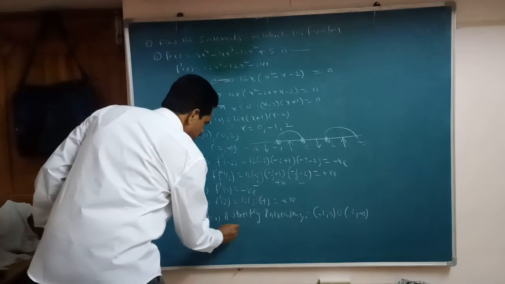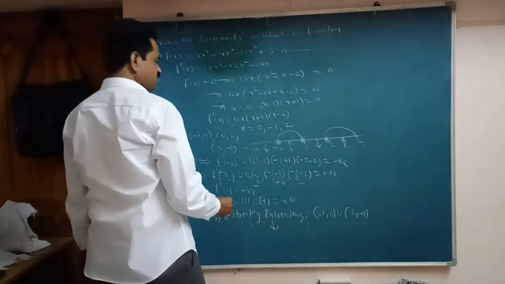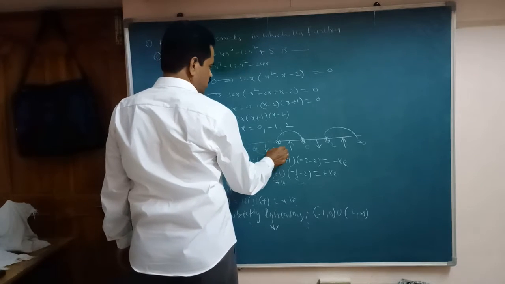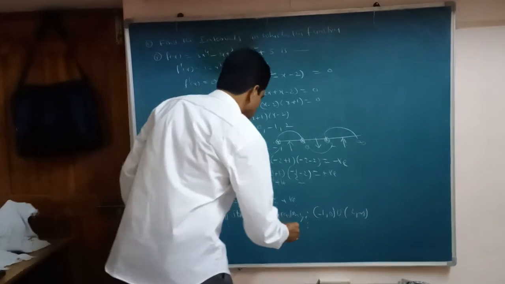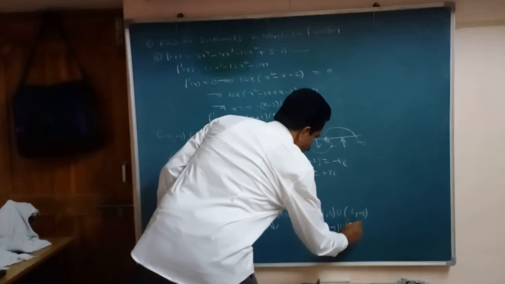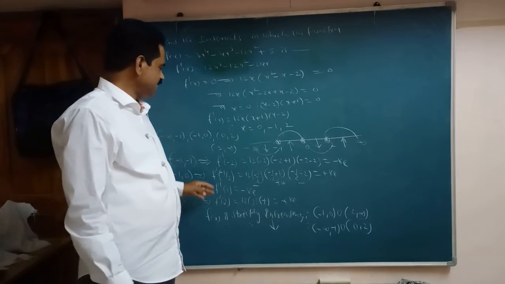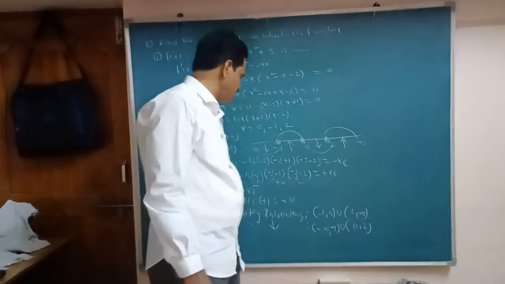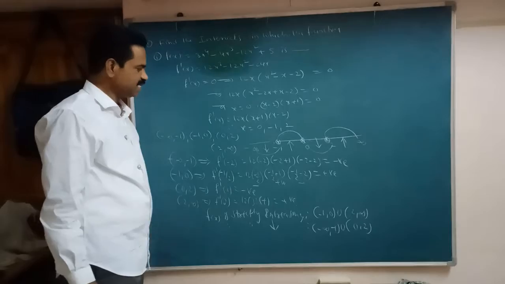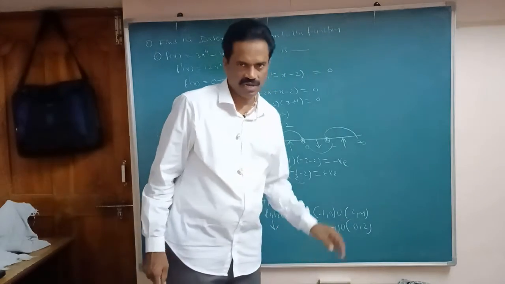Next, f(x) is strictly decreasing. In which intervals? Minus infinity to −1 and 0 to 2. So strictly decreasing on (−∞, −1) ∪ (0, 2), and strictly increasing on (−1, 0) ∪ (2, ∞). This is the procedure.